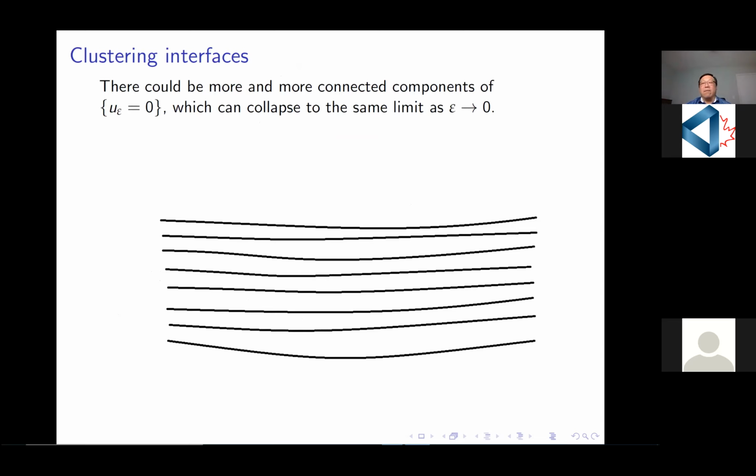The main difficulty for the C2 alpha estimate is that you have lots of interfaces, and they will collapse onto each other. All these interfaces collapse onto each other. And we don't know if the multiplicity is finite, we have no idea whether or not it's finite multiplicity. So how do we exclude this case, many interfaces collapsing onto each other?